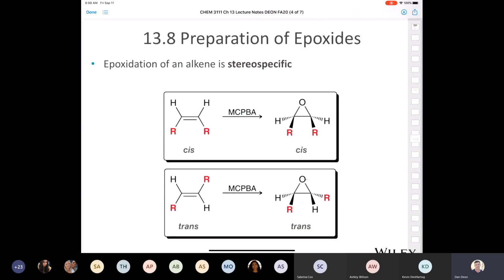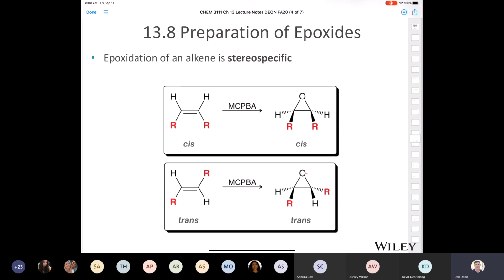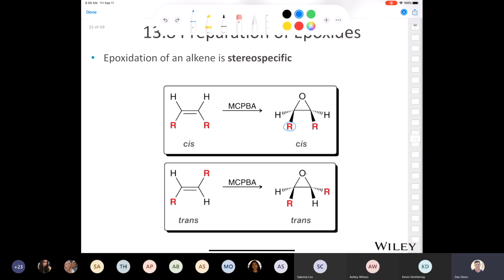What's important is that you understand that epoxidation of an alkene is a stereospecific process. What does that mean? That means that if you start with a cis or a trans alkene, you're going to end up with your R groups being cis or trans, respectively, on your oxirane. So if you start with a cis alkene, you end up with your R groups being cis on your epoxide. And if you start with a trans alkene, you end up with the R groups being trans to each other.